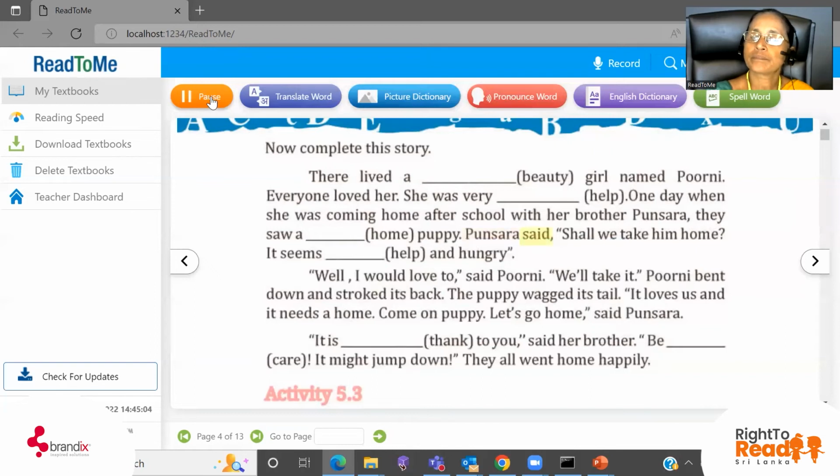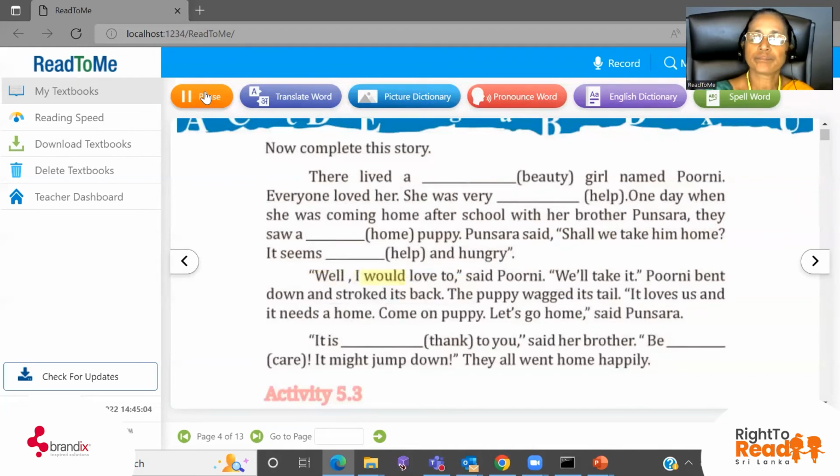Pansara said, "Shall we take him home?" It seems help and hungry. Why? It seems no help. The puppy seems no help. What is the word? Helpless. It seems helpless and hungry.